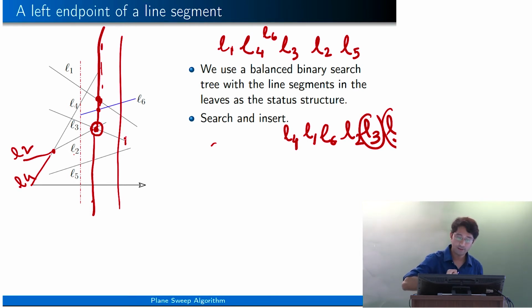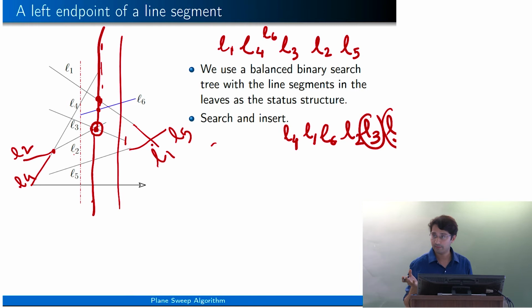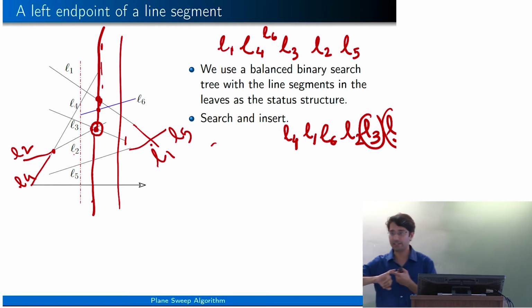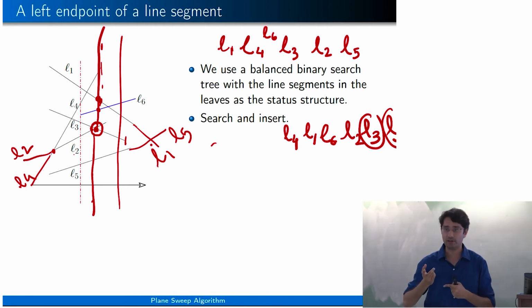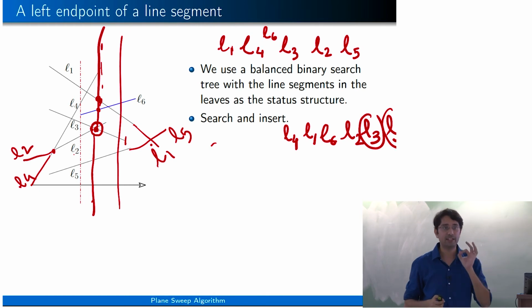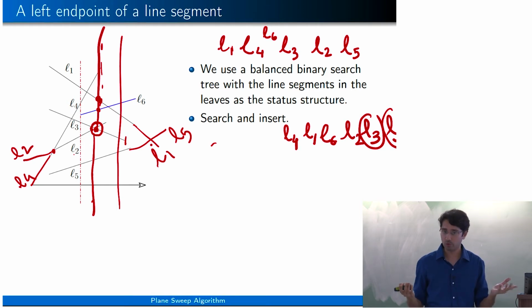Before this point, L1 and L5 are not neighbors, but after this point they will become neighbors. There is a possibility that they might intersect. So at insertion I will check, at intersection I will check, at deletion I will check. Whenever there is a change in the order, whenever the status changes, I will check. But whenever I check, I will spend a constant amount of time, because I am checking with only two neighbors, right?